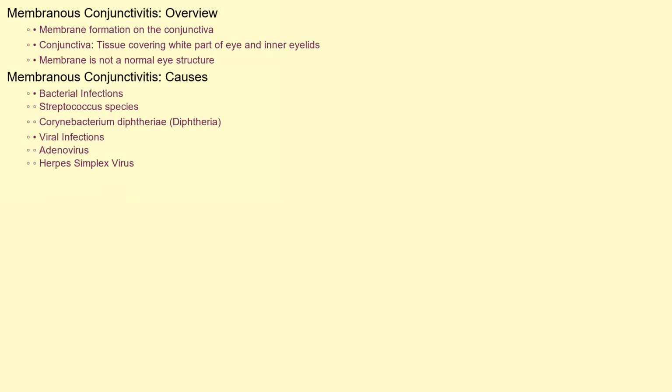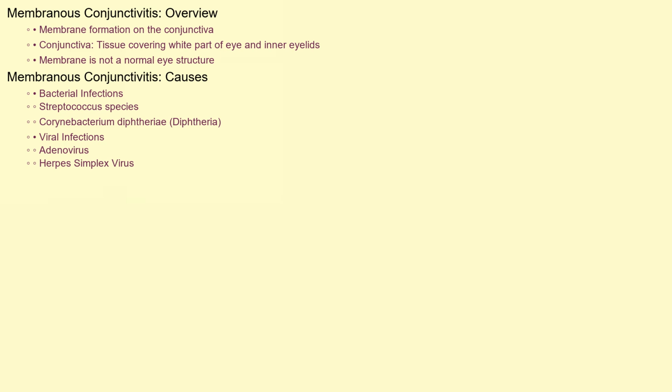Membranous conjunctivitis, as the name suggests, is characterized by the formation of a membrane on the conjunctiva, the clear tissue that covers the white part of your eye and the inside of your eyelids. This membrane isn't actually a normal structure of the eye. But what causes it to develop? The condition can arise from a variety of factors.